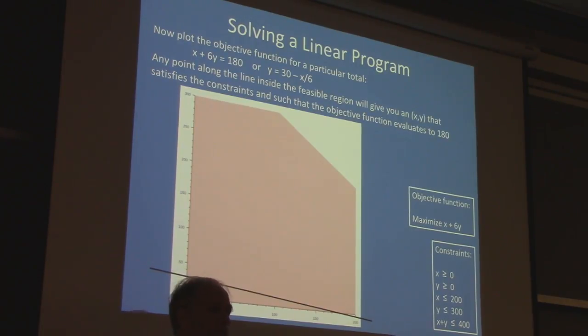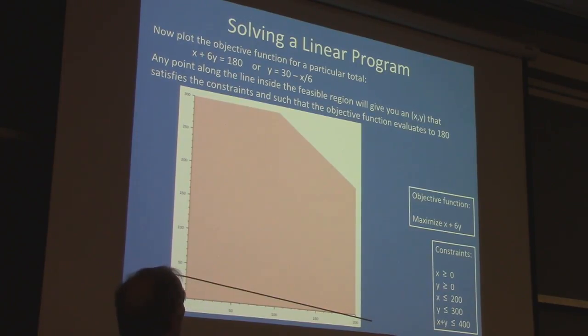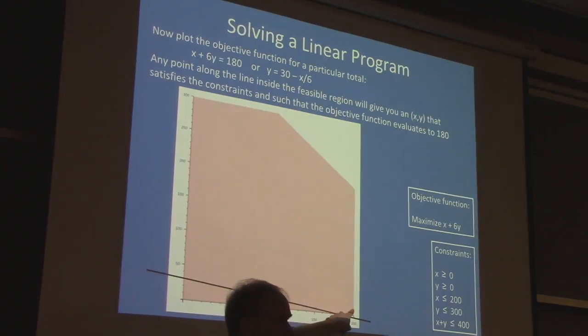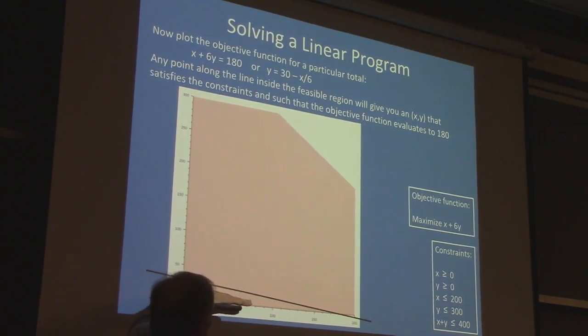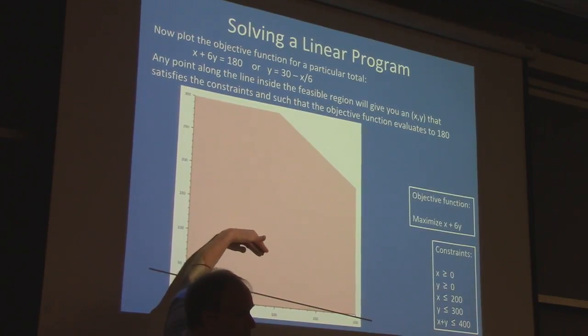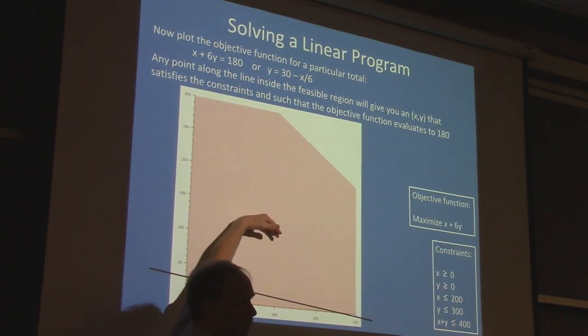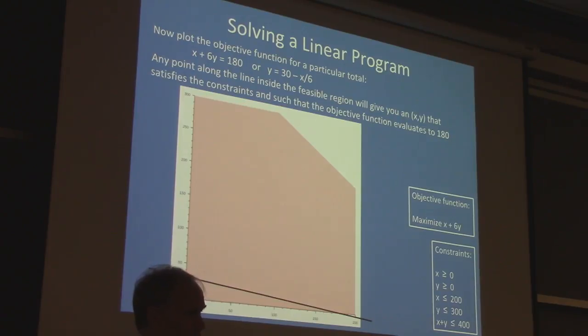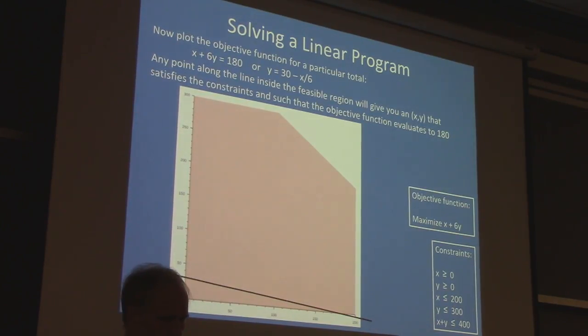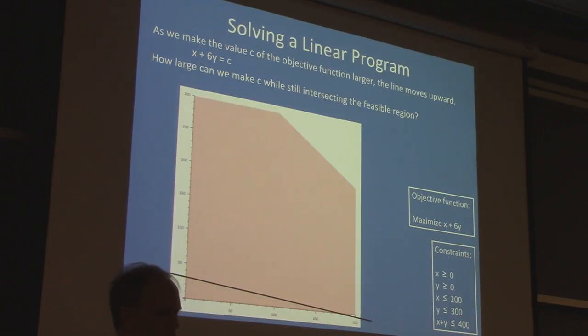Could we do 200? What would 200 look like if we plotted x plus 6y equals 200? It's a parallel line just above it, a little bit higher up. So essentially, if we just keep pushing this line up, we keep getting better and better results for our objective function. But we can't keep pushing it forever or we leave the region. Okay? So we go up as high as we can, and right then we left the region.